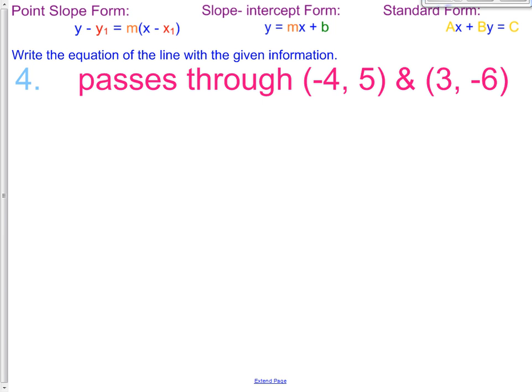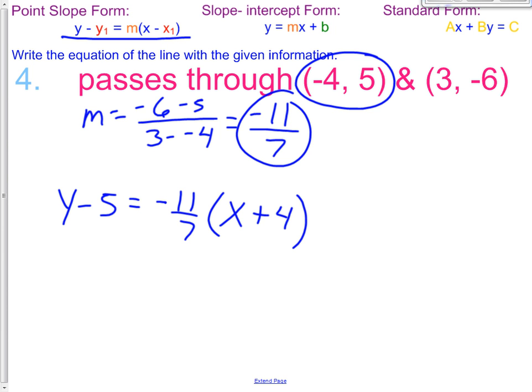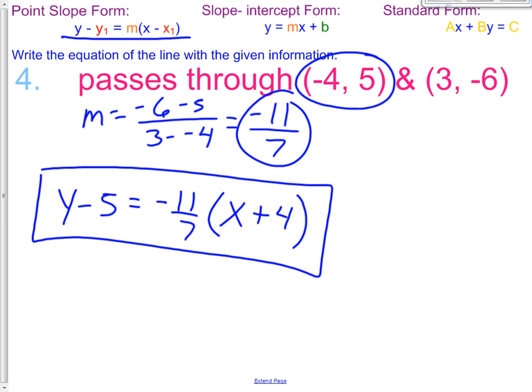So we have our slope being a negative 6 minus 5 over 3 minus a negative 4. We have ourselves a slope of a negative 11 sevenths. A negative 11 sevenths is our slope. So now we're going to use this slope and either of these 2 points, we'll just choose this one, it doesn't matter which one we choose, to put it into point-slope form. So y minus the y coordinate equals m times the quantity x minus the x coordinate. Here is answer number 1.